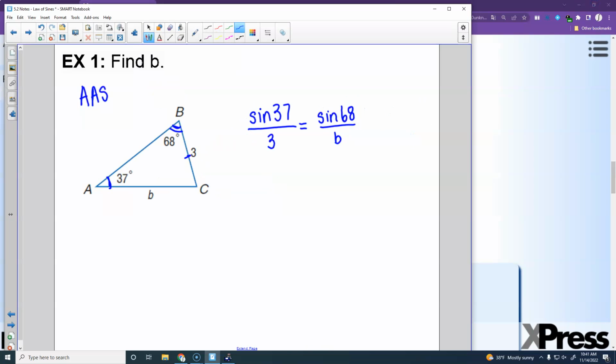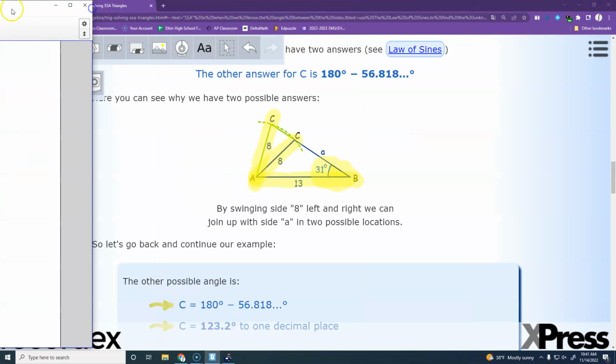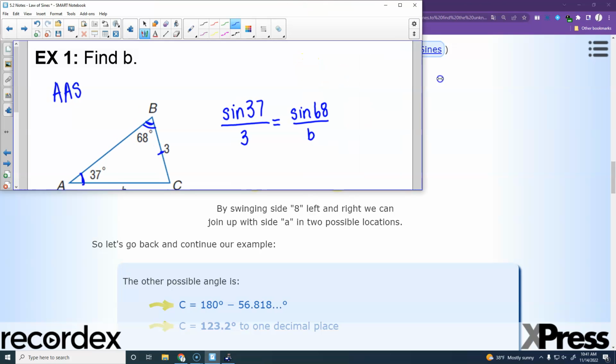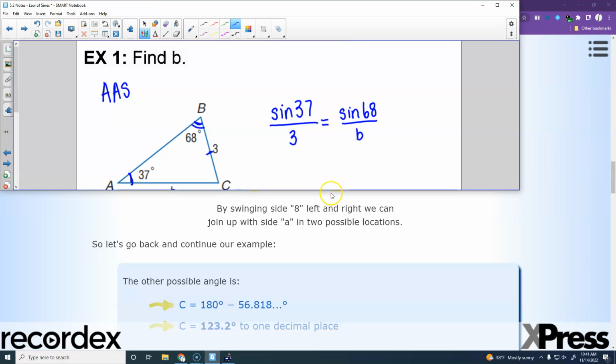Oh, sorry, didn't mean to make that disappear. Trying to make room for my calculator.